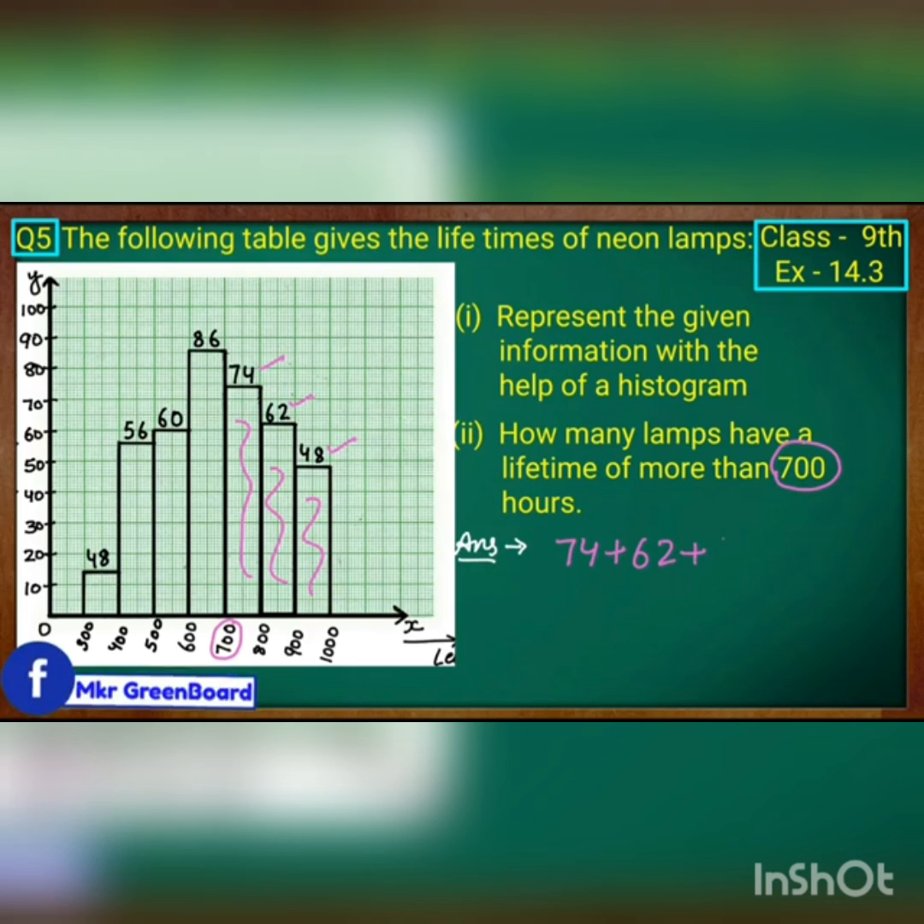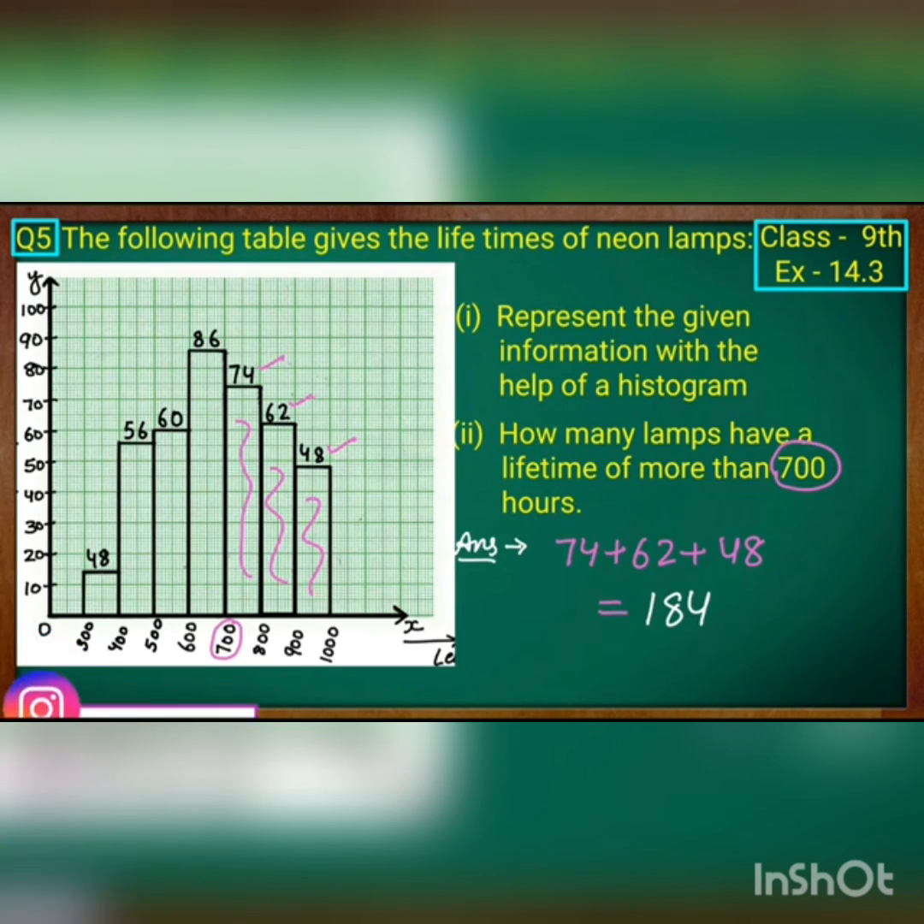74 plus 62 plus 48, and we get 184 lamps, and that is our answer.